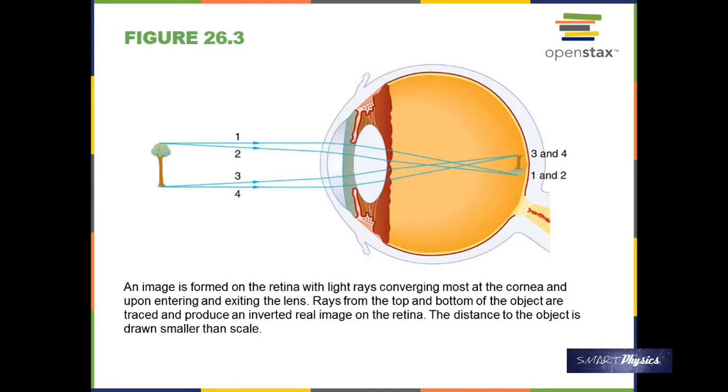So let's work out a simple problem and find out if the object is at the least distance of distinct vision. What is that?